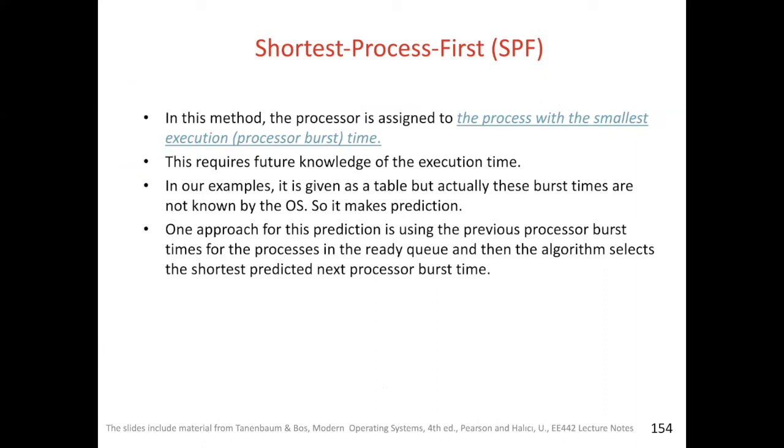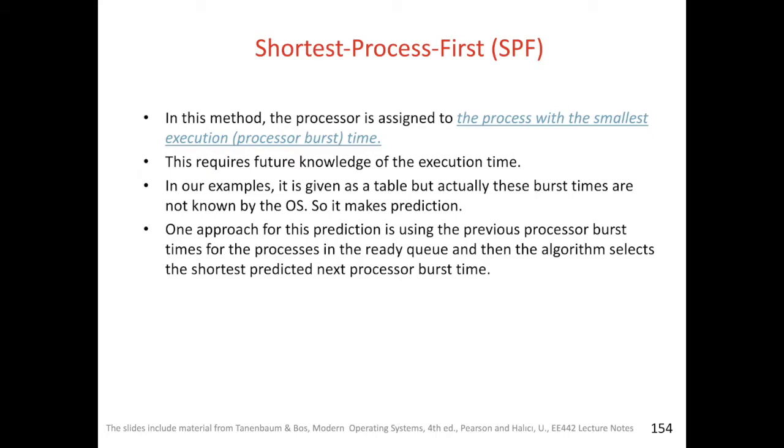The second processor scheduling method that we are going to consider is shortest process first, or shortly SPF. In this method, the processor is assigned to the process with the smallest execution processor burst time. This requires future knowledge of the execution time.